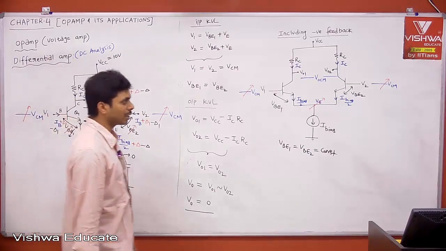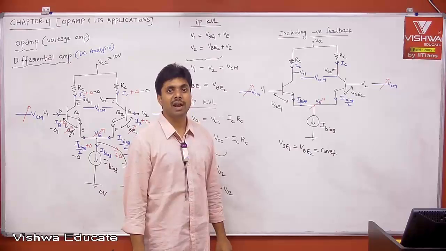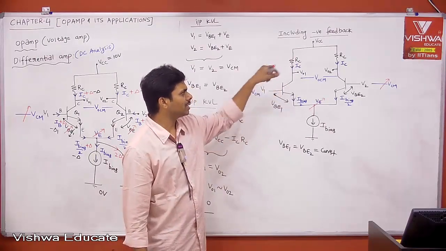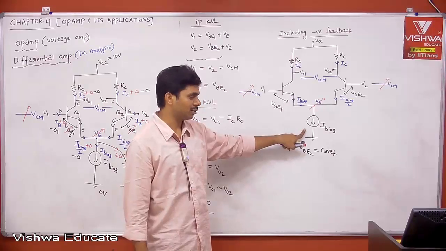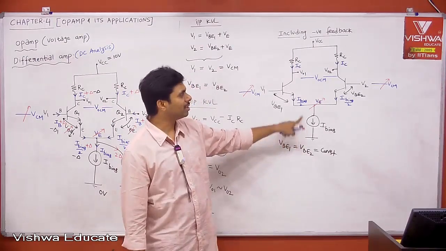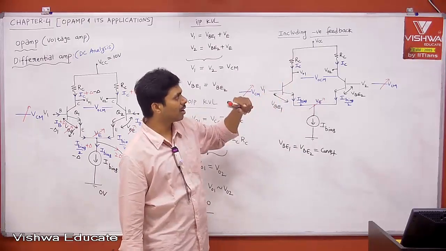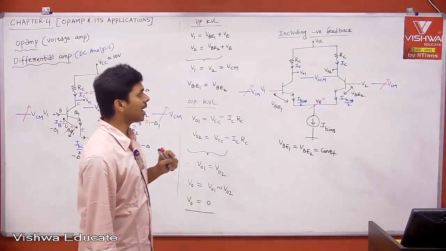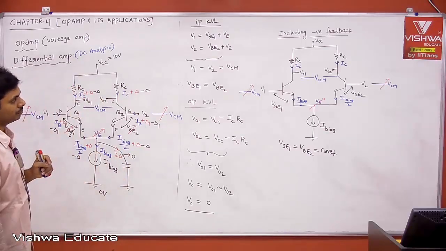Now if you ask me, the Q point stability factor is 0. It will not allow the change in IC at all because of the ideal current source. But practically, do we have an ideal current source? No, a practical current source. Therefore, there will be small variation. The Q point will change a little bit, but it is almost stable. But this is the ideal scenario.